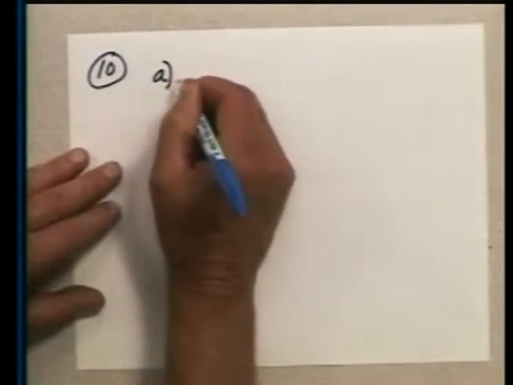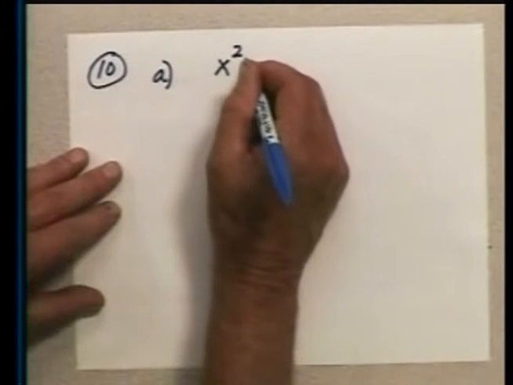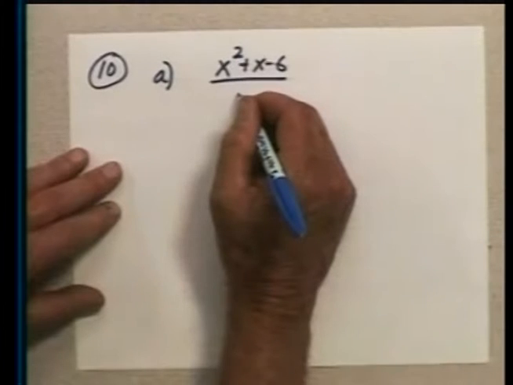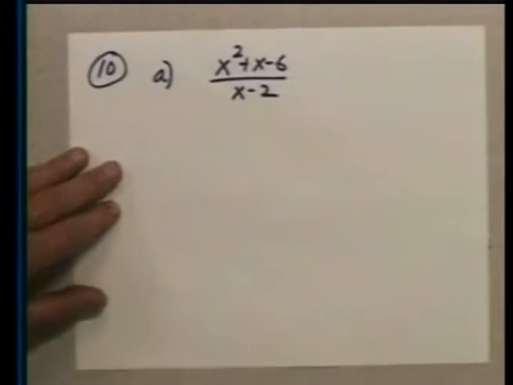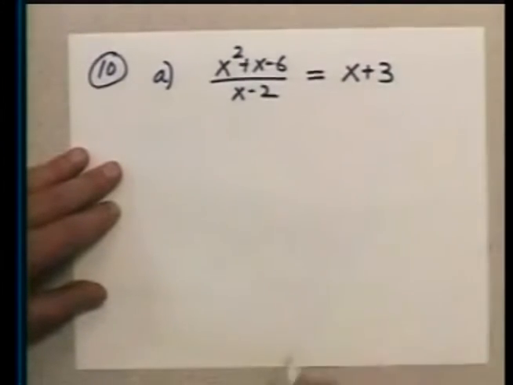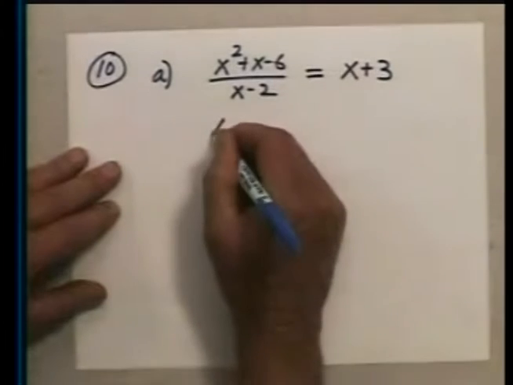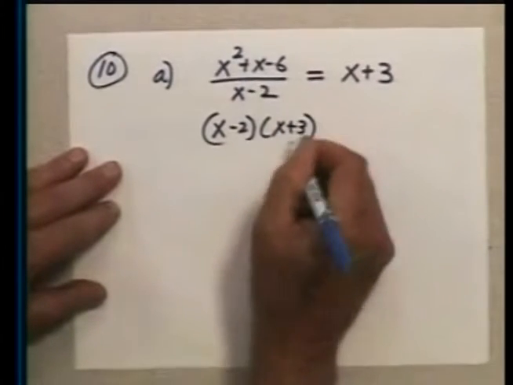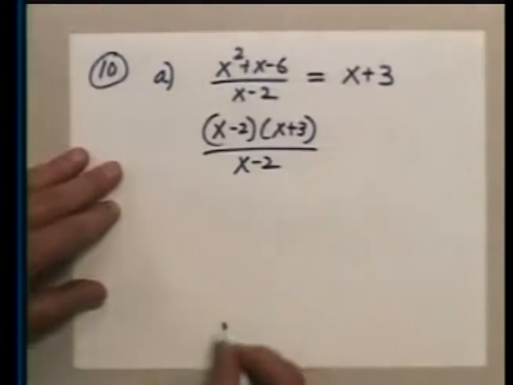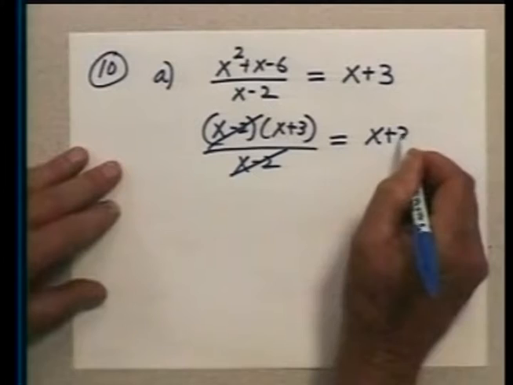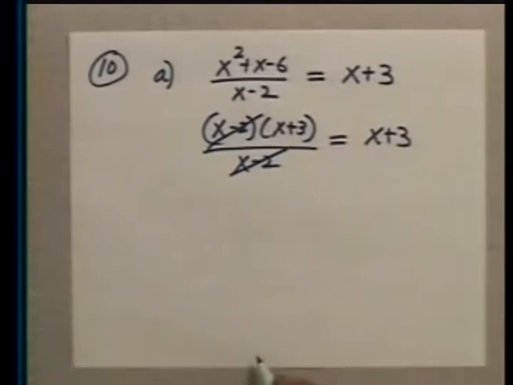In the A part, I have the rational expression x squared plus x minus 6 over x minus 2. They're wondering if that equals x plus 3. And you say, well, of course it does, because this is x minus 2, x plus 3 over x minus 2. And in algebra class, we applied the law of slashes, and we said the answer was x plus 3. So yeah, that's true.